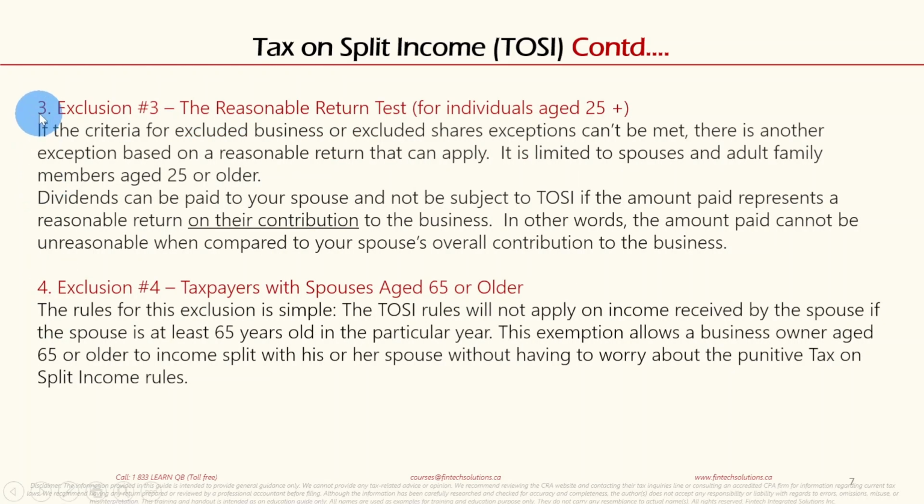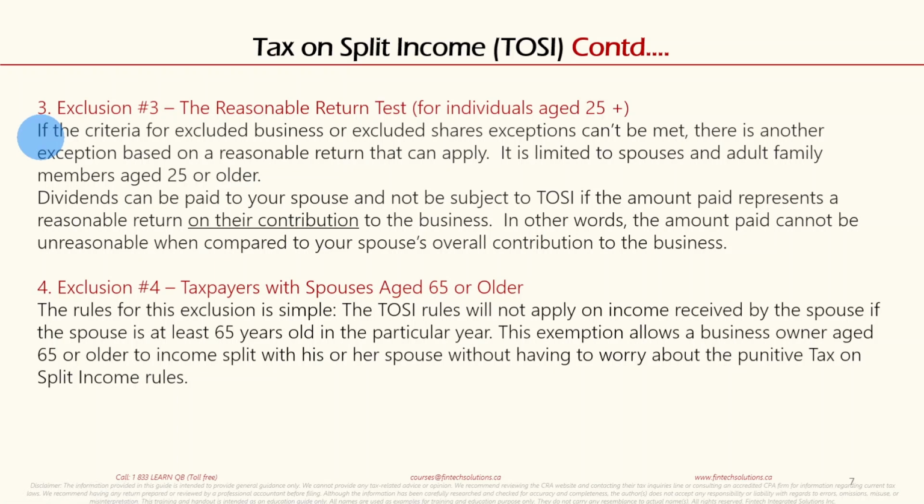Number three is the reasonable return test for individuals aged 25 plus. If the criteria for excluded business or excluded shares exception can't be met, there is another exception based on a reasonable return that can apply. It is limited to spouses and adult family members aged 25 or older. So if someone says I did not fall in the first and the second criteria for exclusion, well, there is one more. So what is it?